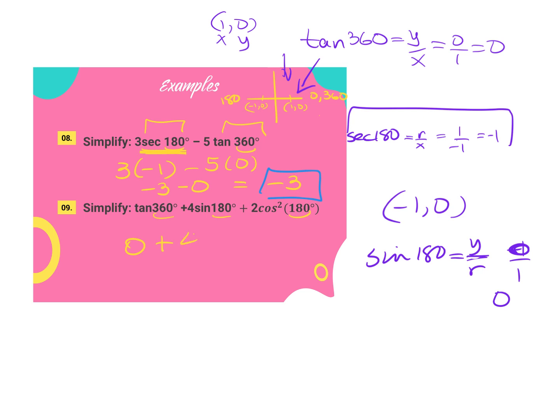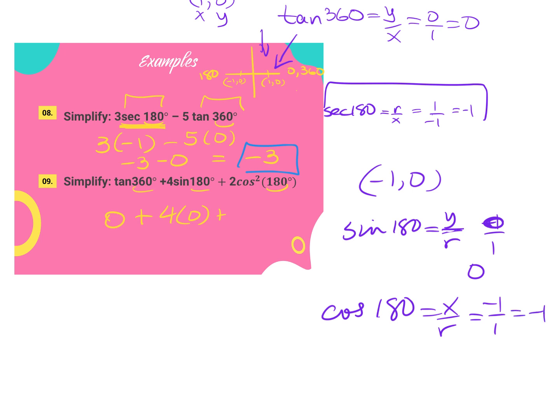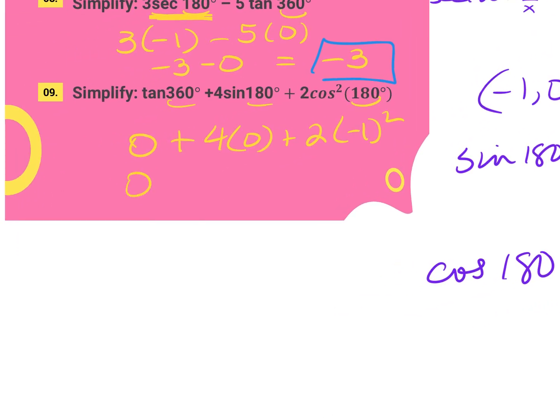So here we're doing 4 times 0. And then cosine, this is where I use the x. So cosine of 180, x over r, is -1 over 1, which is equal to -1. So I'm going to plug it in here: 2 times -1 squared, because it's cosine squared. So then here, this gives me 0. And then -1 squared is 1. So the final answer is just 2 times 1, which is 2.